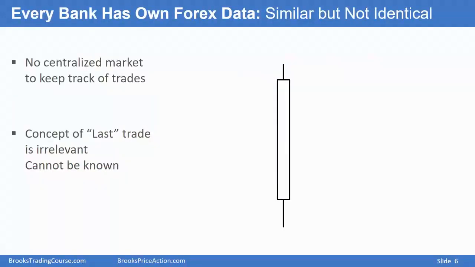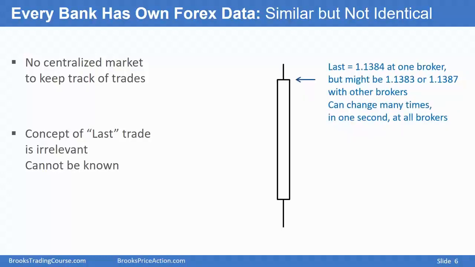There's no centralized market. No one tells other brokers where the last trade was, and therefore the last trade is irrelevant. And it can never be known because there's no central place where everyone reports trades. Every bank conducts its own trades and doesn't report to anyone. You could have hundreds of banks having trades taking place simultaneously, all at slightly different prices. So there's no last trade.